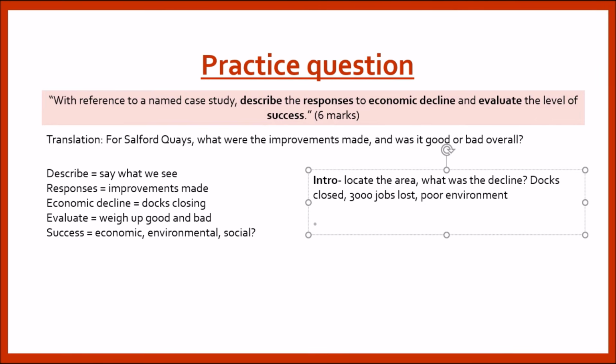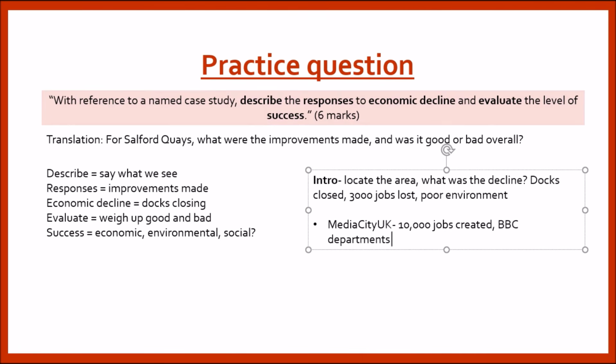I would then refer to any of the improvements or responses to Salford Quays and what was done in this case. So one example we could use is Media City UK, where 10,000 jobs were created. An example being BBC departments being media focused. So that's fantastic, jobs being created. That means lots of people have money in the area, fantastic. However, I would then balance it up by talking about who were the jobs for. Would the people in the area have benefited from this, or was this actually just attracting young professionals from elsewhere in the country or the region?